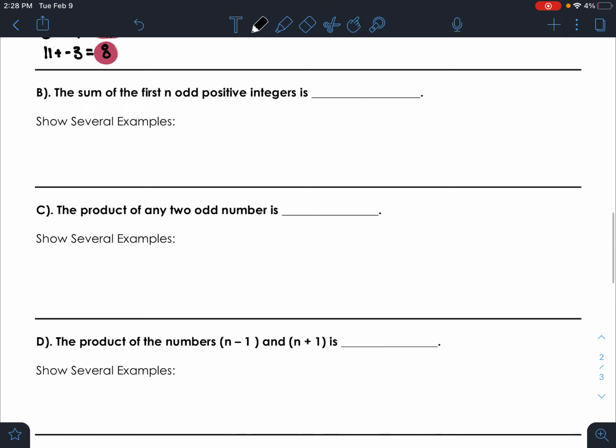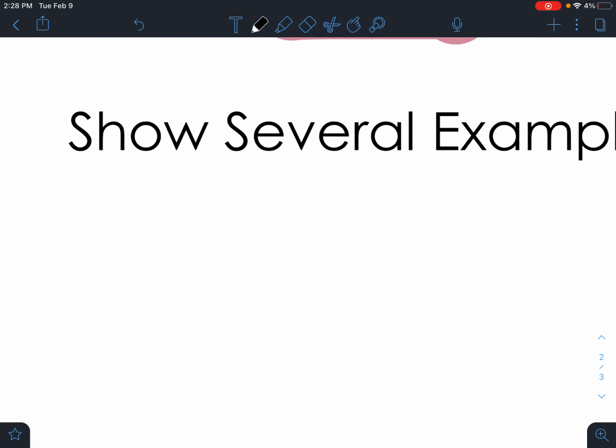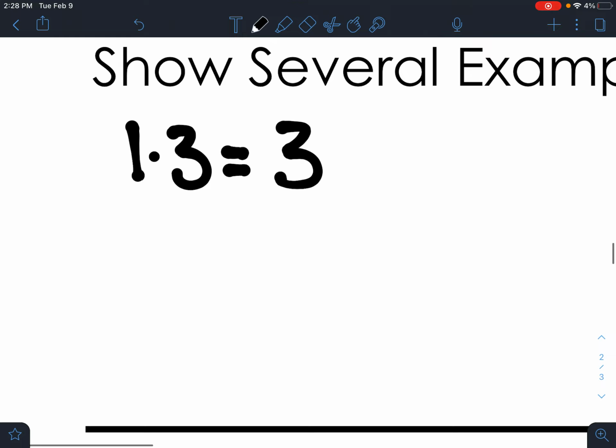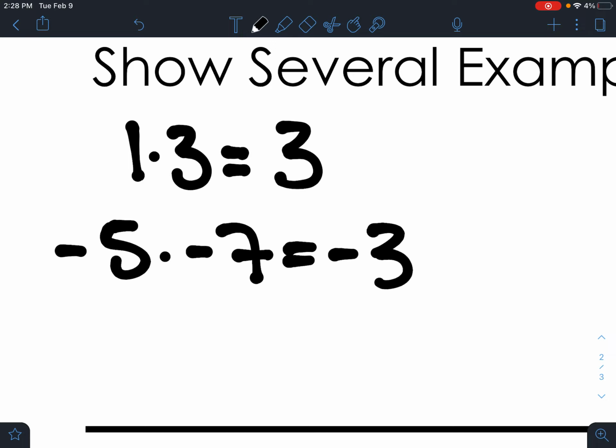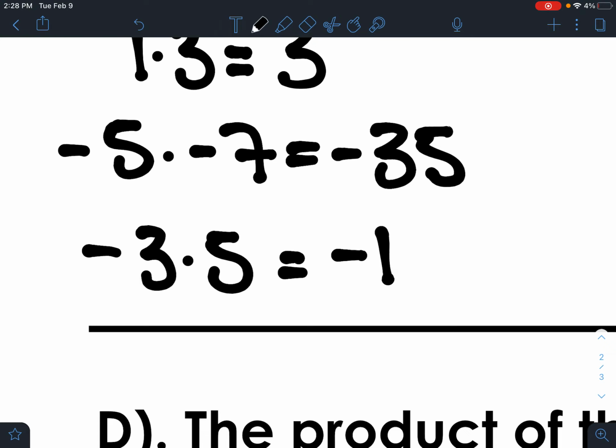All right, let's pop down to C, where it says now it's the product of any two odd numbers. So this time we are going to be multiplying the odd numbers. Again, let's pick just 2 odd numbers. Let's do 1 times 3, and if I multiply those together, I get 3. Now let's do 2 negative numbers: -5 times -7, and I would get -35. And then let's do -3 times 5, and I would get -15.